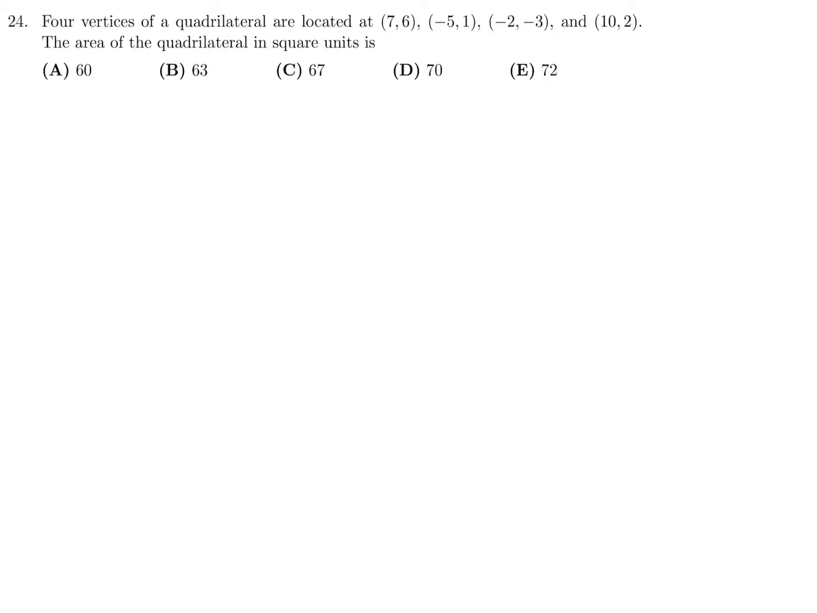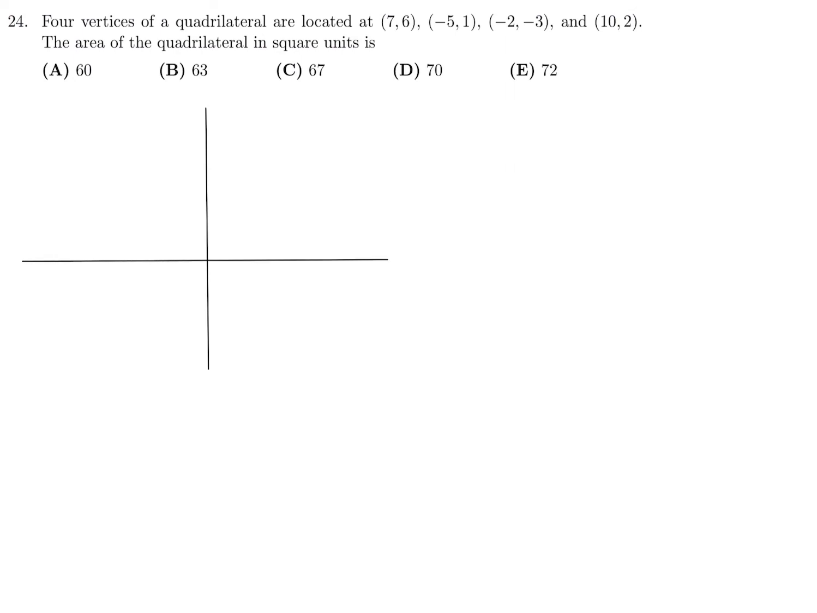Four vertices of a quadrilateral are located at (7, 6), (-5, 1), (-2, -3), and (10, 2). The area of this quadrilateral in square units is. Let's draw a quick sketch. Doesn't have to be a masterpiece, but just to get an idea of what this looks like.